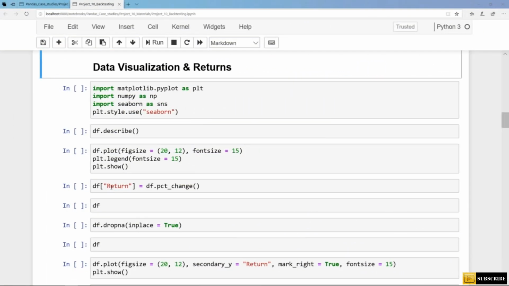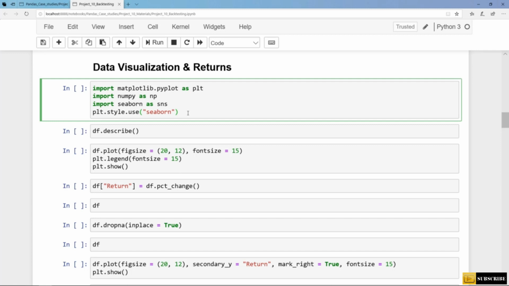Before we are going to backtest some simple strategies in the next lectures, this is a short lecture on analyzing and visualizing our price data, and also we will further process the data and calculate daily returns based on daily prices. So we still have the data frame df saved, and we have imported pandas, and in addition we also import matplotlib, numpy, and seaborn, and we use the seaborn style.